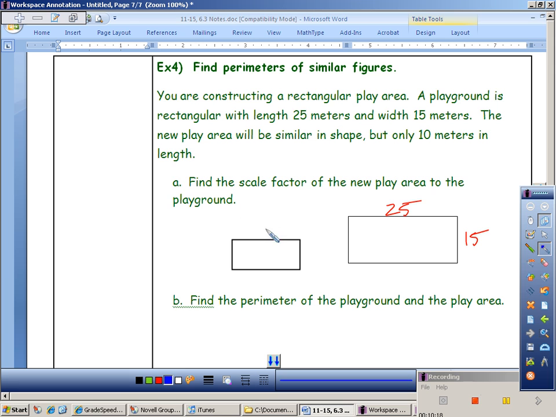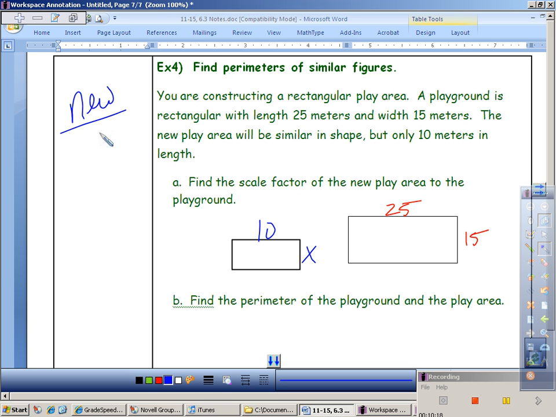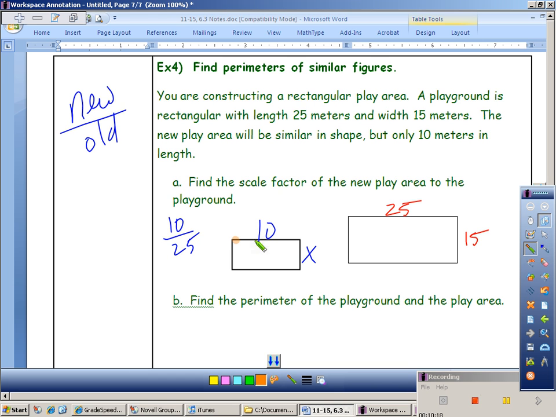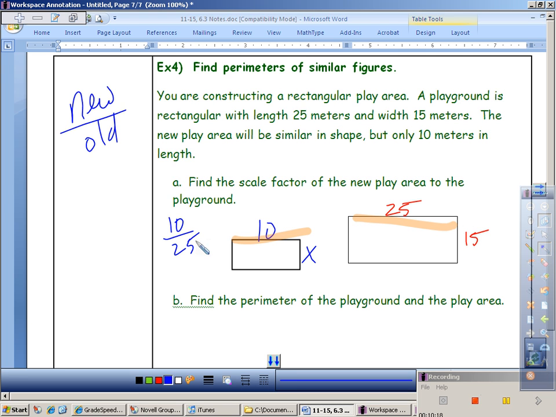And we know that the length here is only 10, but I don't know the width. So if I want to find the scale factor, again, scale factor is the new over the old. If you flip it, it's going to be wrong every time. So if this is my new length, to find the scale factor, I simply put 10 over 25, as these are the corresponding parts, length and length. And 10 to 25 results in 2/5. So there's your scale factor.